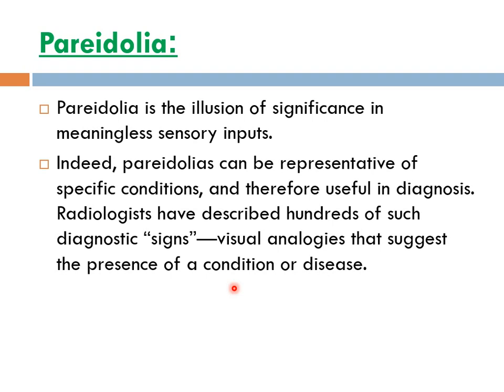Signs again, I don't know what sign, card box sign, this sign. These are pareidolia. Whatever. You take something radiological and you make it similar to something else, like the hummingbird sign. There's no hummingbird in the brain, but it looks like a hummingbird. So sometimes it helps you in the diagnosis.